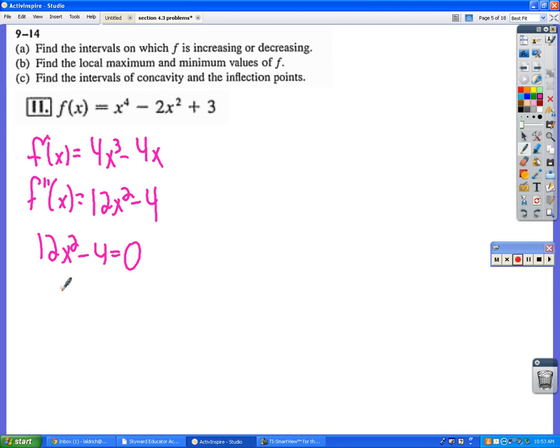I'm going to add 4 to both sides. So 12x squared equals 4. Divide both sides by 12. So x squared equals 1/3, right? And then you take the square root of that and you get x equals plus or minus the square root of 1/3, which we could simplify to 1 over root 3 or root 3 over 3, but no.